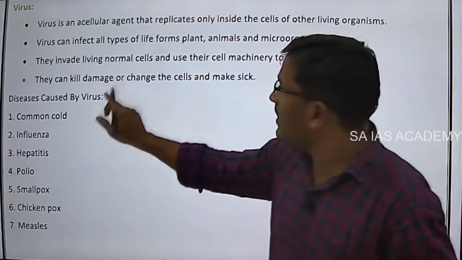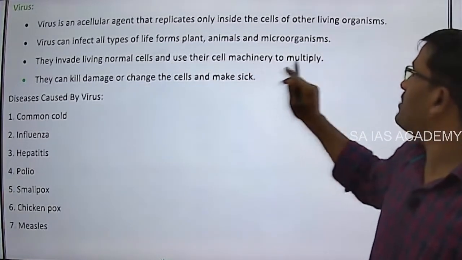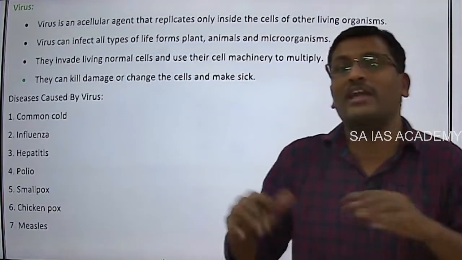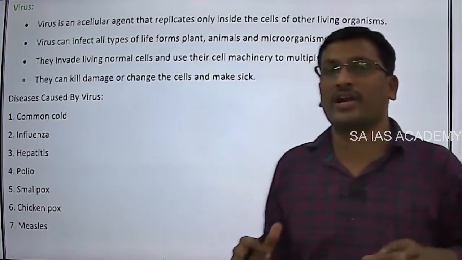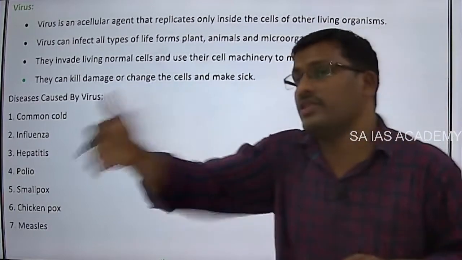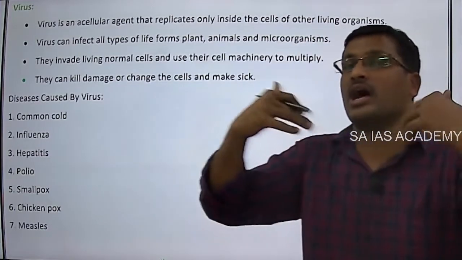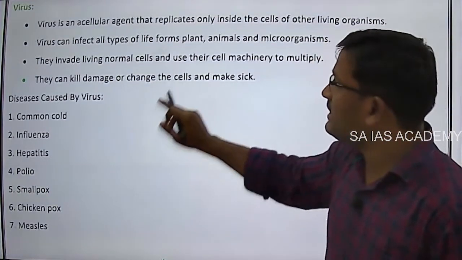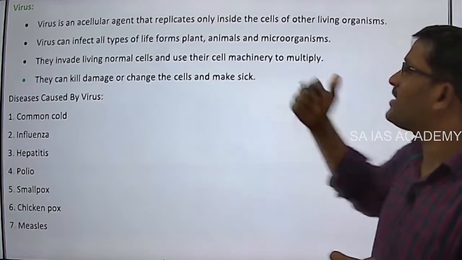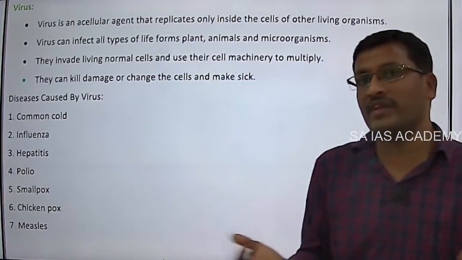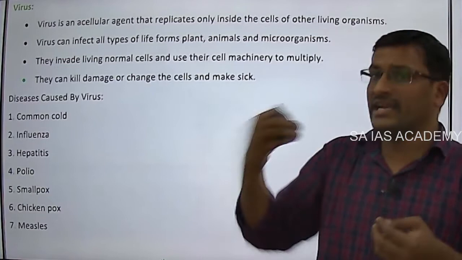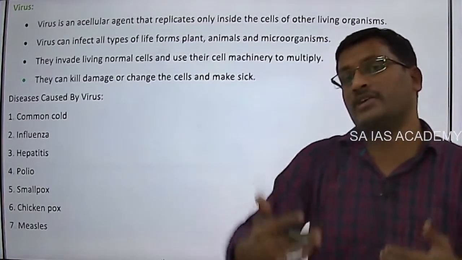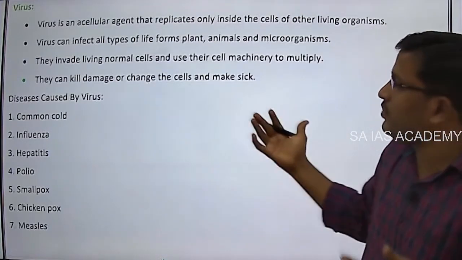They also invade living normal cells and use their cell machinery to multiply. As I already said, a virus does not multiply outside the living organism. But when it enters into the living organism, only then it multiplies. Another fact: they can kill, damage or change the cells and make us sick. If COVID enters into our body, it damages our body parts, then it will multiply.